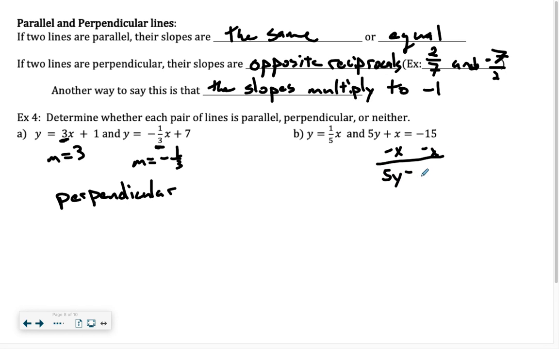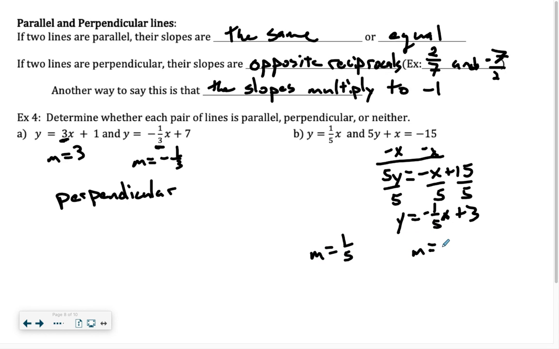Right, so I'll have 5y equals -x plus 15, and then I'm going to divide everything by 5. So we end up with y equals -x over 5, or that would be the same as -1/5 x plus 3. All right. So now I can see that the slope of this line is -1/5. So here, my slope is +1/5. Here, my slope is -1/5.